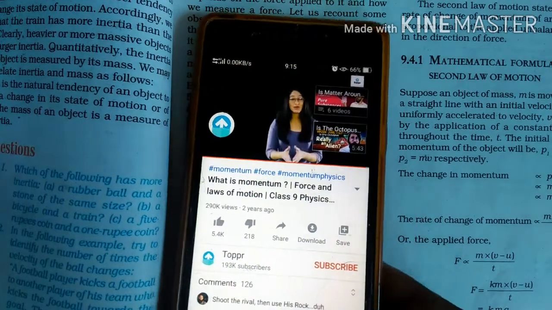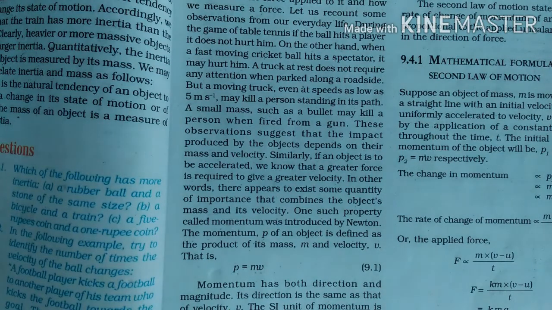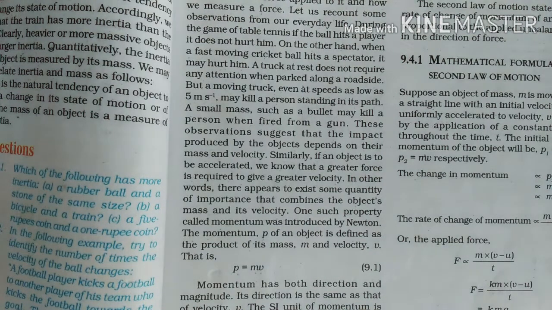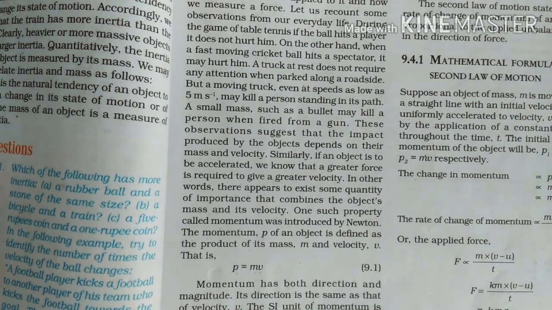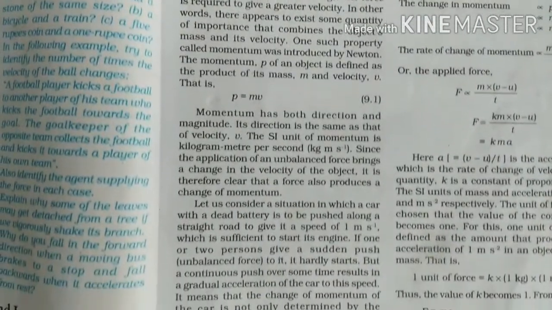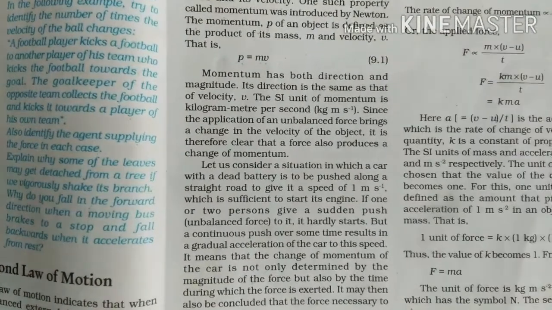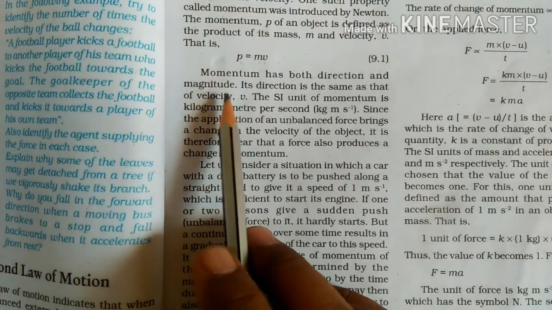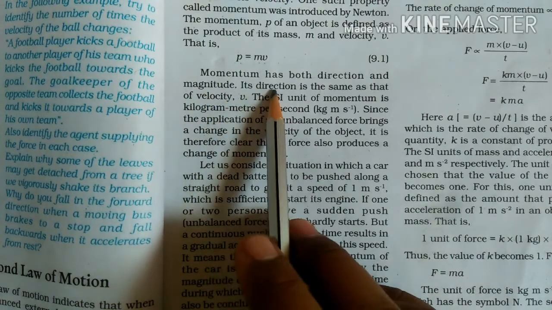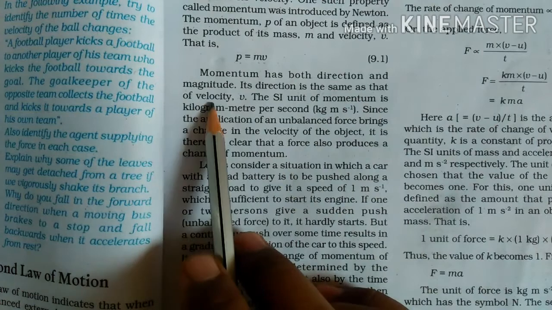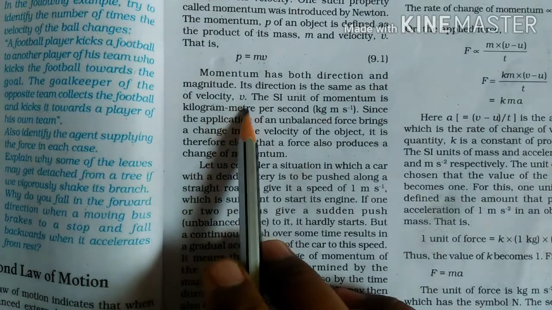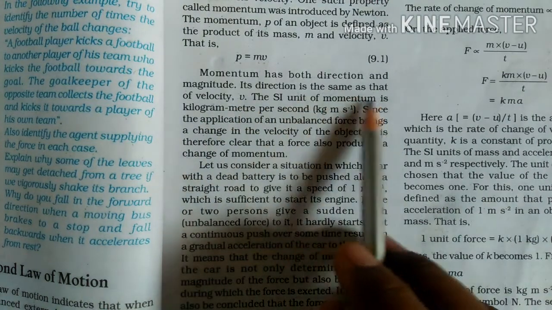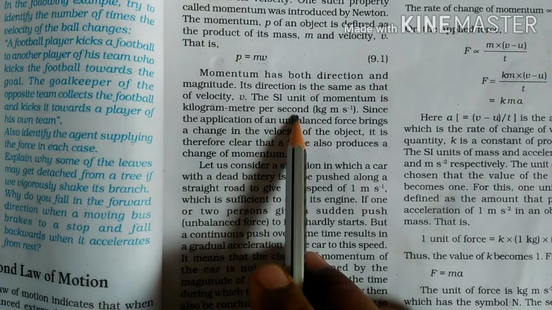In the next video, we'll take a deeper look at momentum, learn about its direction, and I hope you understood it better. Momentum is dependent upon mass and its velocity. Here, momentum has both direction and magnitude. Its direction is the same as that of velocity v. The SI unit of momentum is kilogram meter per second.